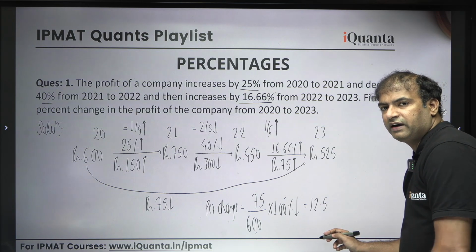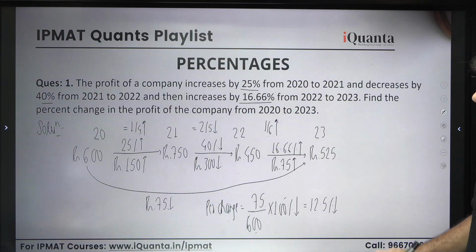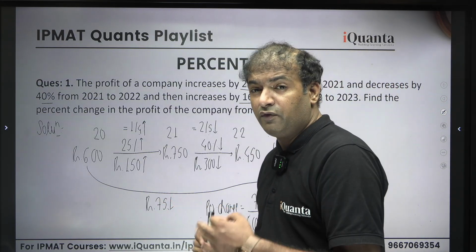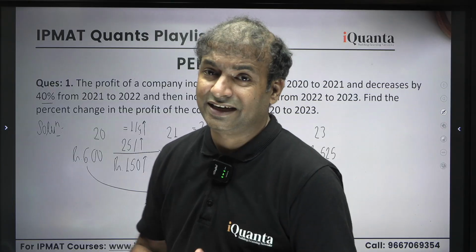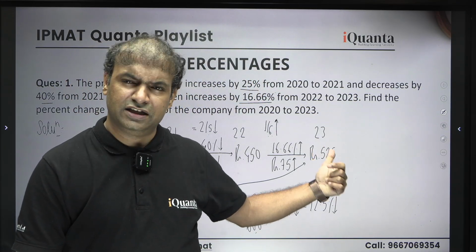6 into 0.5 is 3. So this is 12.5% decrement in all. So this is one of the ways of doing this kind of question, right? Now there is one more way I would like to tell you. The second method is a method of multiplication factor, which you can use in these kind of questions as well.